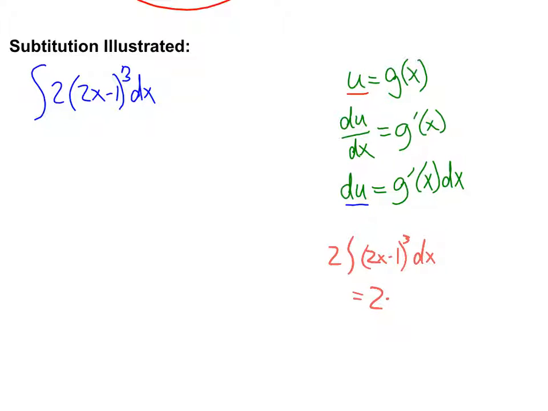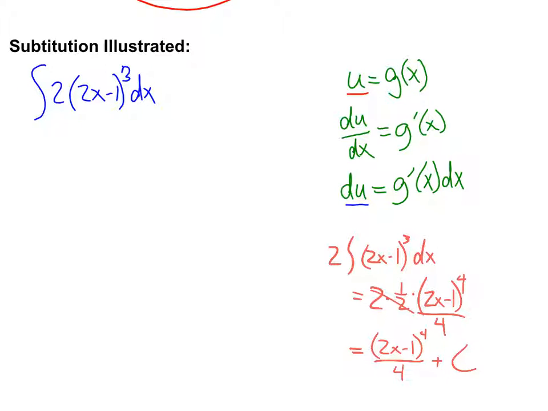What's our 1 over a? 1 over a is 1/2. And then what's the integral of something cubed? Something to the fourth over 4. So I'd put the (2x minus 1) to the 4th all over 4. Notice here the 2 and the half cancel out. And I have (2x minus 1) to the 4th over 4 plus c.